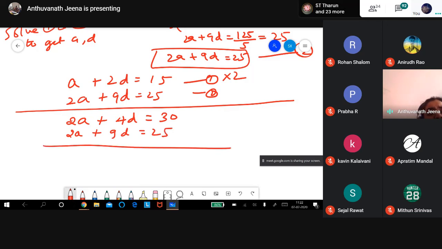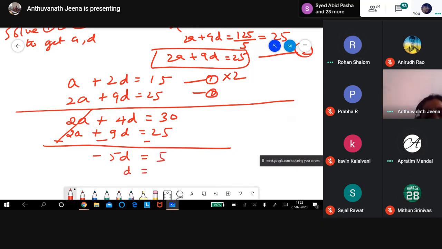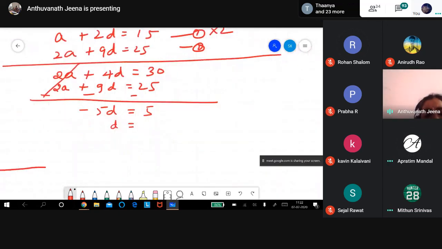Now you solve it. While solving, the 2a gets cancelled. What will you get here? Minus 5d equals 30 minus 25, which is 5. So 5d equals minus 5, what is d? Minus 1. So d is equal to minus 1.